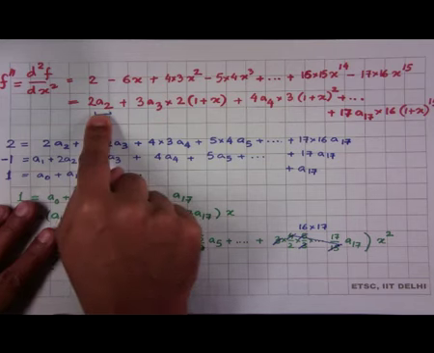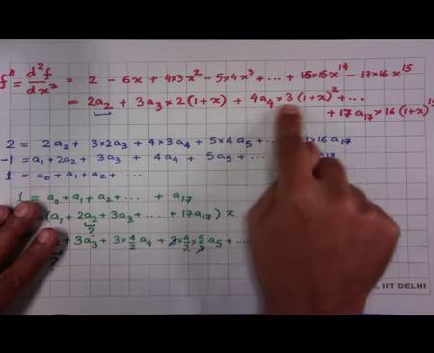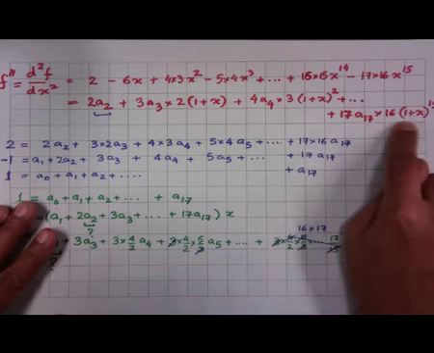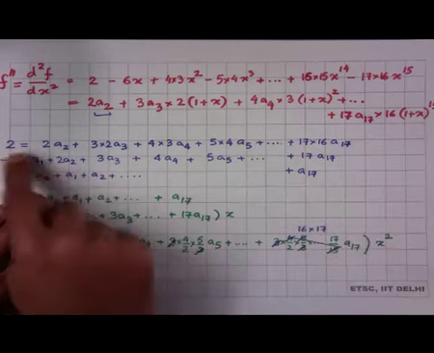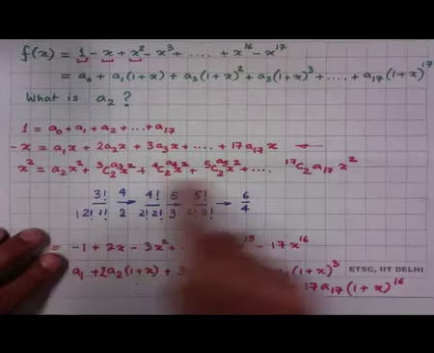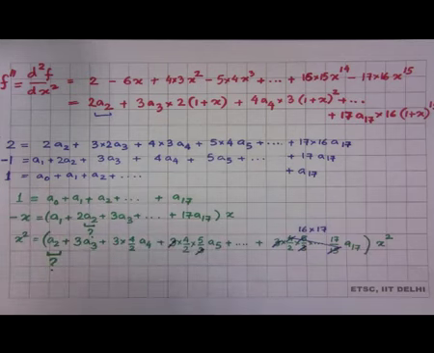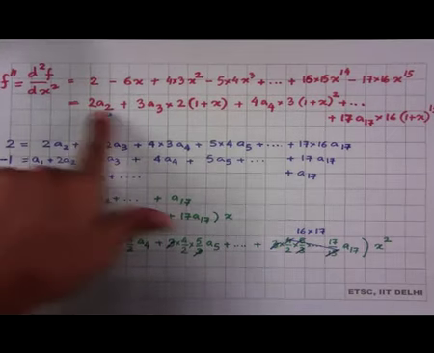I got 2 a2 plus 3 a3 times 2 into (1 plus x) plus 4 a4 times 3 into (1 plus x) the whole squared plus dot dot dot 17 a17 into 16 times (1 plus x) power 15. And now, if I plug in x equal to 0, I get back the same original relationship that I wrote a long time back. If you plug in x equal to 0, you will get 2 is equal to something.